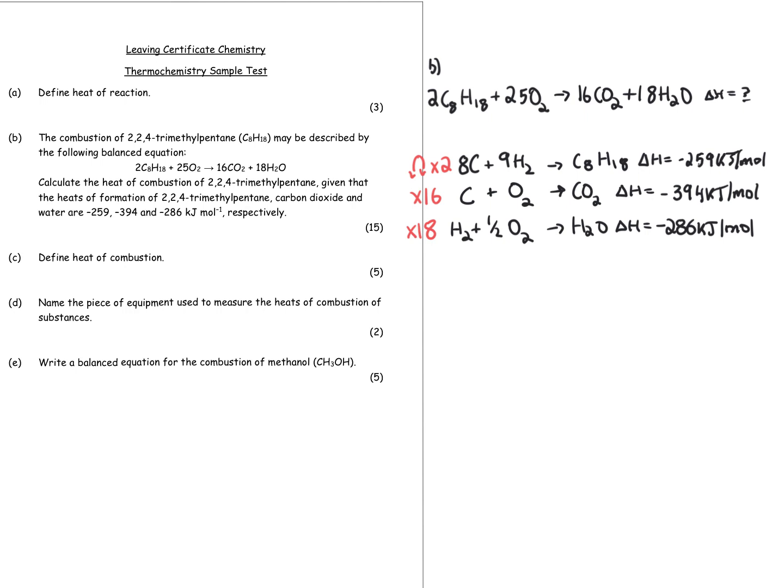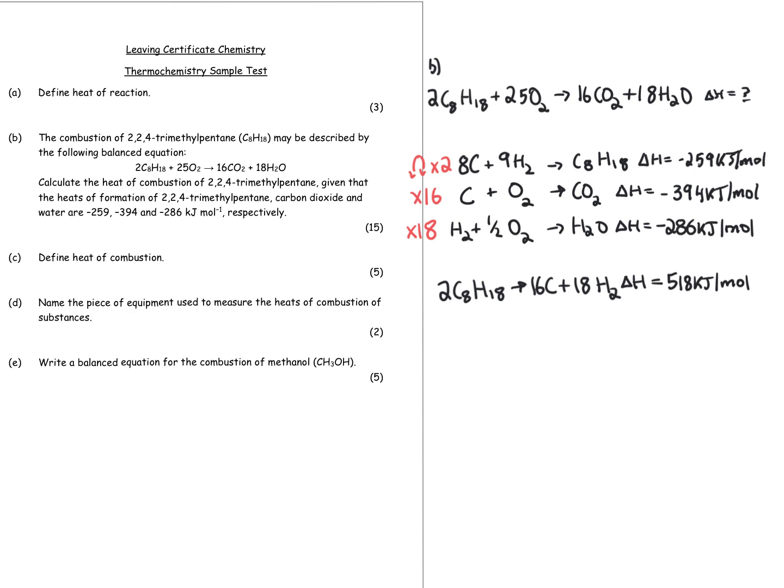Now we're going to write them out then change. The top equation is going to become 2C8H18, and that's going to go to 16 carbon and 18 hydrogen. Now, the delta H value for that reaction: first of all, we're flipping it around, so it's going to change the sign. But then otherwise, we need to multiply it by 2. So you go 259 multiplied by 2, and that's going to give you 518, and again, kilojoules per mole.